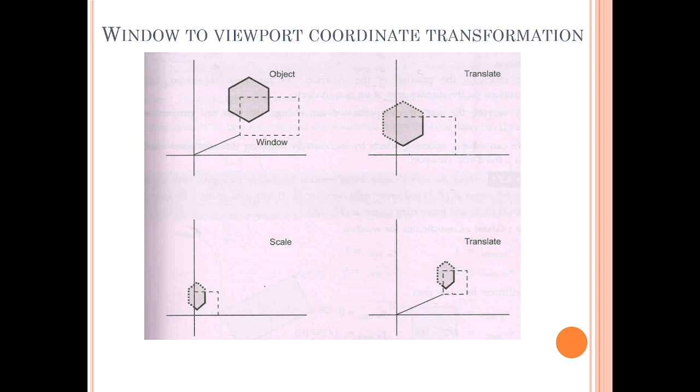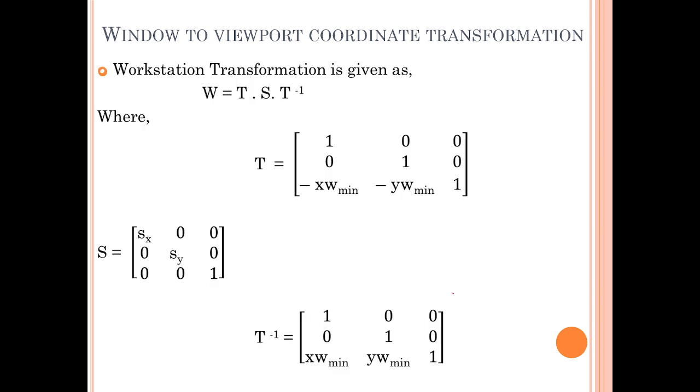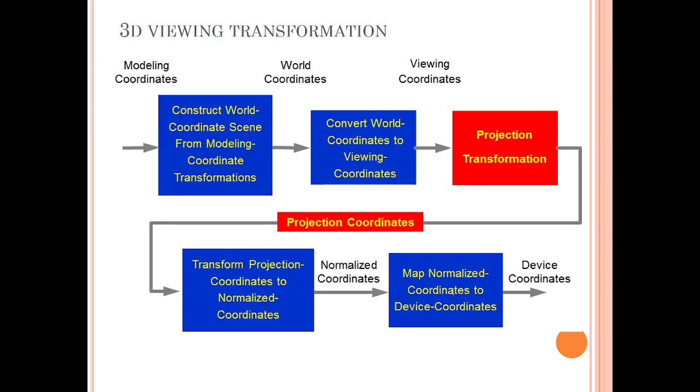Already we have discussed the pivot element in clipping, so it is the same as that, into the viewport coordinate transformations. So W = T · S · T inverse, where T is the matrix 1 0 0, 0 1 0, −xw min −yw min 1, S is sx 0 0, 0 sy 0, 0 0 1, and T inverse is 1 0 0, 0 1 0, xw min yw min 1. This is the modeling view of the transformation.